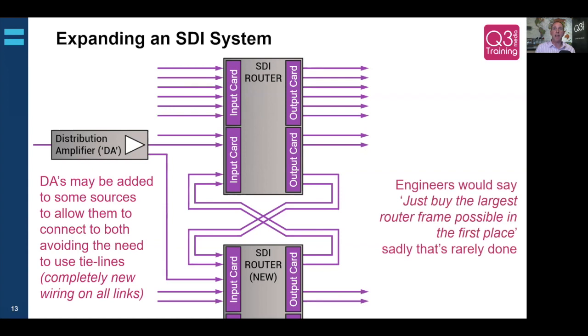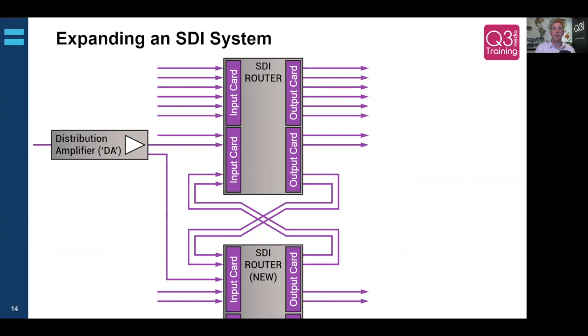Now, it'd be great. I think every engineer would love to have the biggest possible router frame in their greenfield installation, but that's never the case. Obviously, it costs money to buy a bigger router frame, so you always have to only think 5 years ahead of what you might expand to. And so, what it means is eventually you're going to hit the limits of your SDI system, which is a big problem. You can only go so far.